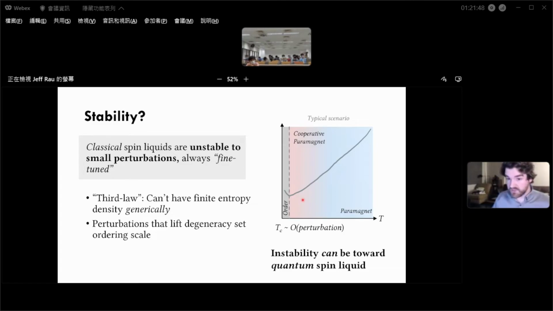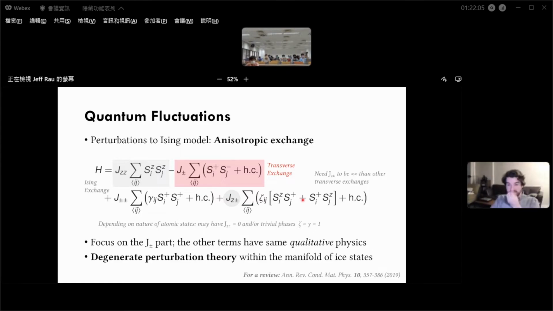The more interesting scenario would be you perturb it with something, and this classical spin liquid becomes unstable, but what it becomes unstable to is a quantum spin liquid, okay? And that's what I want to talk about, and I'm now seeing with 15 minutes left, I might have to put some of that in the next lecture, but let's see how far we get. Okay, so we've constructed our classical spin liquid, which is basically just this highly degenerate ground state manifold with this extensive set of states. And now we want to add perturbations to it, which we know will lift that degeneracy because of the third law.